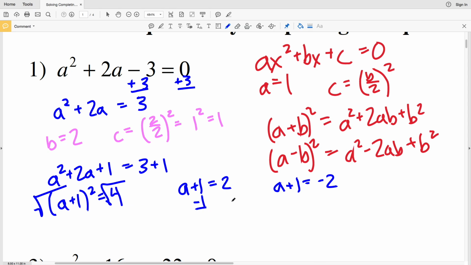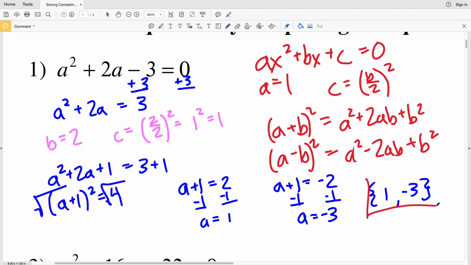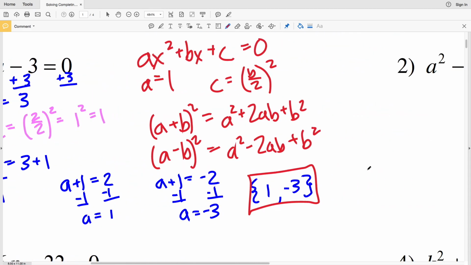So now I'm going to subtract 1 from that first equation to get that a is equal to a positive 1, and I'm also going to subtract 1 in the second equation to get that a is equal to a negative 3. So when I solved this equation by completing the square, I got my solutions as 1 and negative 3. So 1 and negative 3 are my solution in number 1. And I just wrote those in set notation. A equals 1 and a equals negative 3. Let's continue on to number 2.